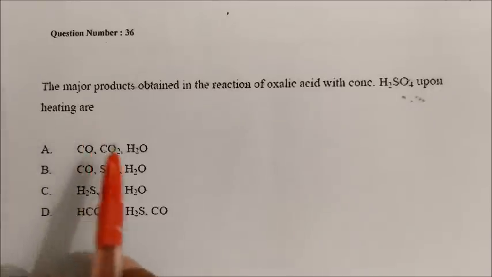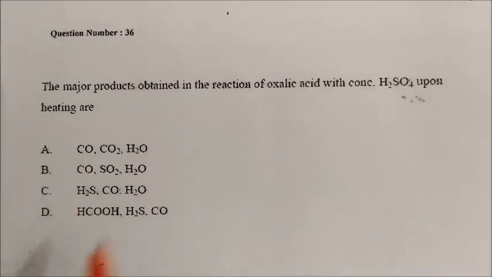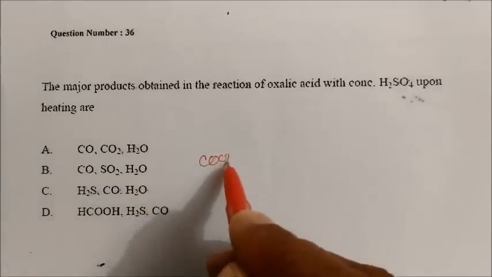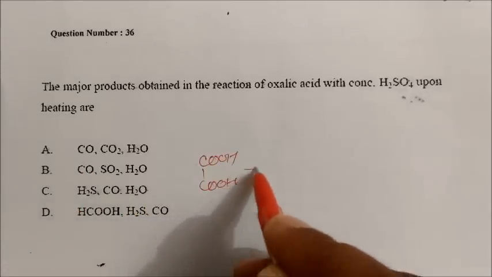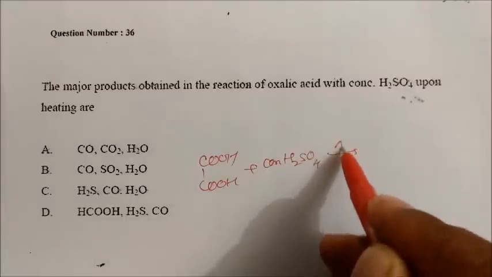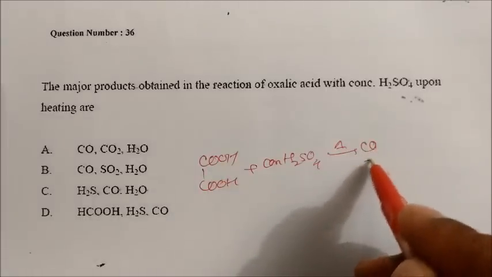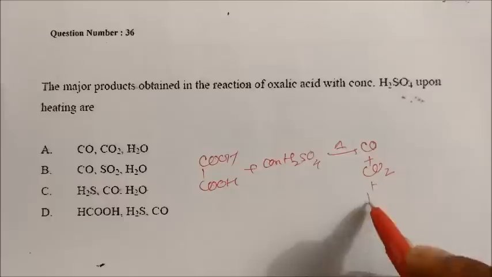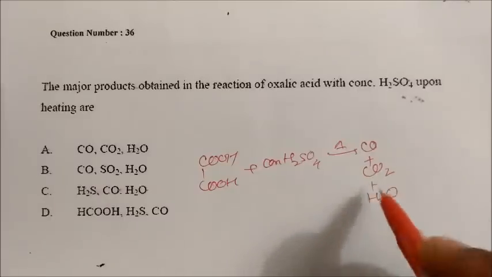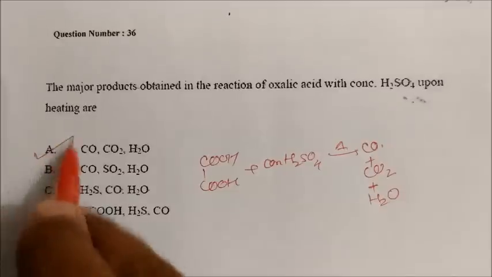The major product obtained in the reaction of oxalic acid with concentrated H2SO4 upon heating is... so this is oxalic acid, and if you use concentrated H2SO4 and give heating, this will split into three products: CO, CO2, and water. So we will get carbon monoxide, carbon dioxide and water. So this is the correct answer.